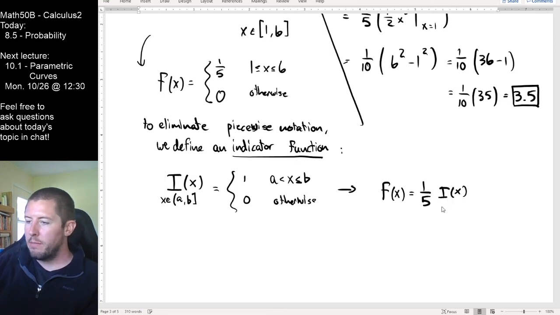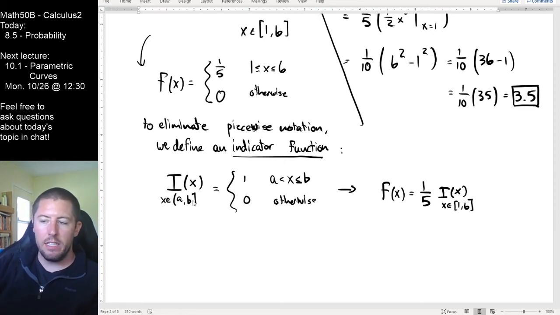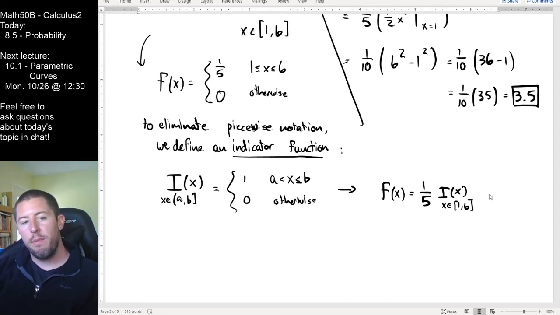I'll let the piecewise be contained within my indicator function. So this is maybe my more formal representation of my probability distribution function here. Because notice, this f of x, if you plug in 8 for x, then I'm going to get 1/5 times I of 8. I of 8 for us will be 0, because 8 is not a possible outcome. It's not in our interval of interest. And therefore, 1/5 times 0 is going to give us 0 for the probability.